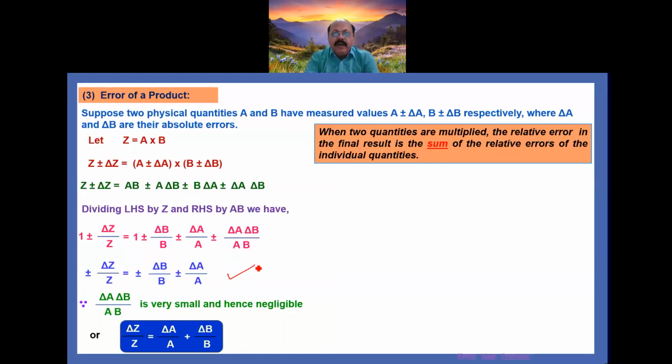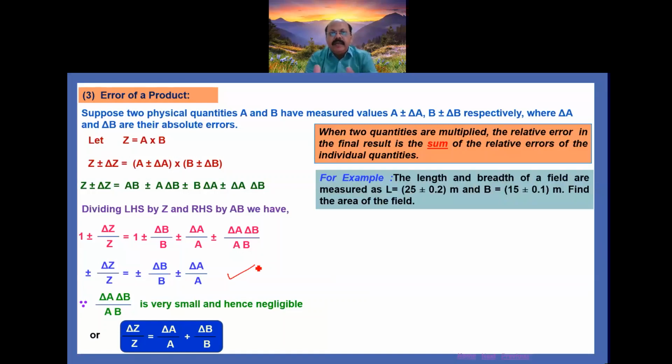Now we take one example so that you can understand how we can apply the concept of this error of a product. The length and the breadth of a field are measured as L equal to 25 plus minus 0.2 meter and B equal to 15 plus minus 0.1 meter. Then find the area of the field. Area of the field is the product of the length and breadth. So A equal to L into B, and L is 25, B is 15, so it comes to be 375 meter square.